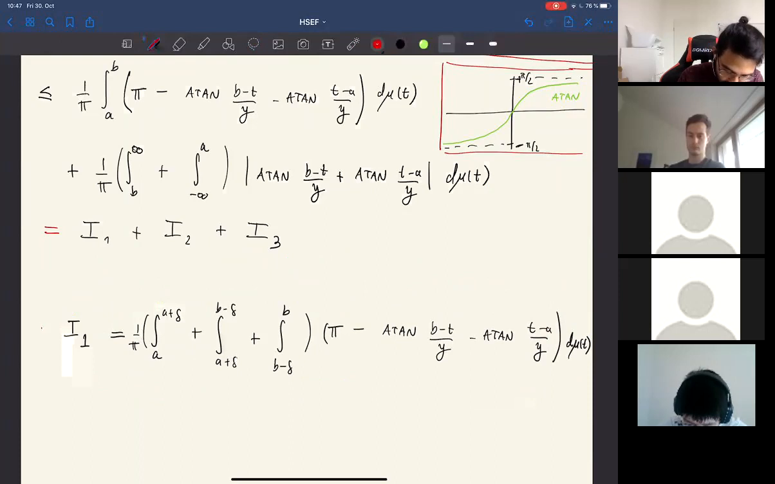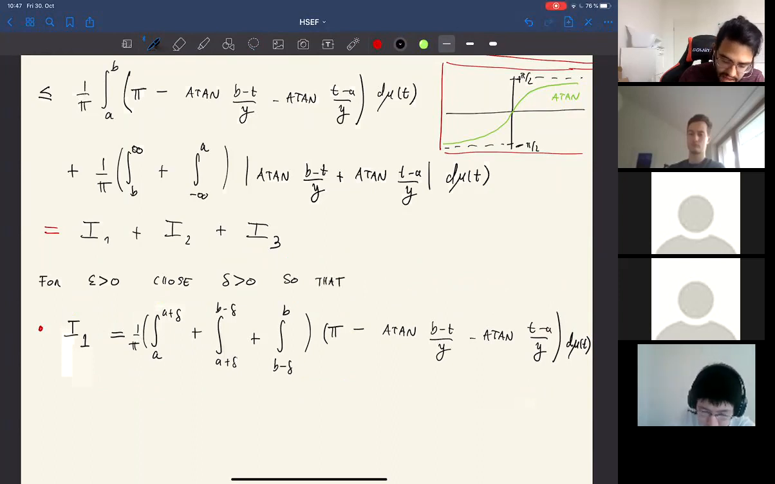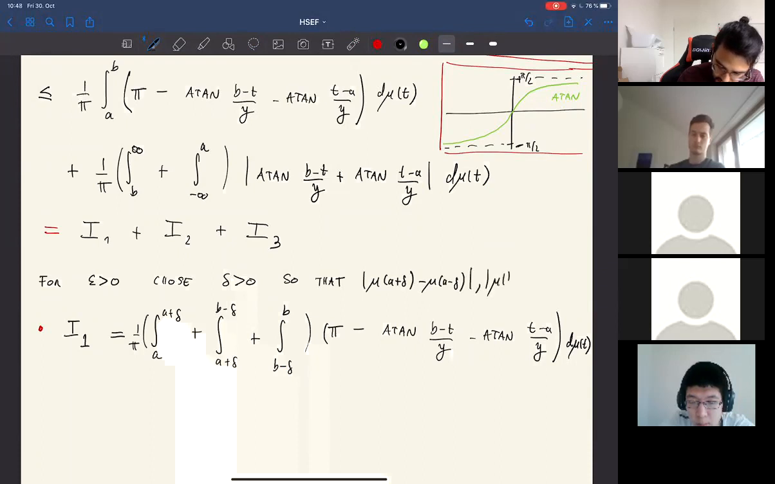Raise this, put this dot here, and say, well, for some epsilon positive, choose the alpha positive so that, well, these A and B are points of continuity, so I can definitely choose delta so that this and this is less than epsilon, okay? Because it's a point of continuity.